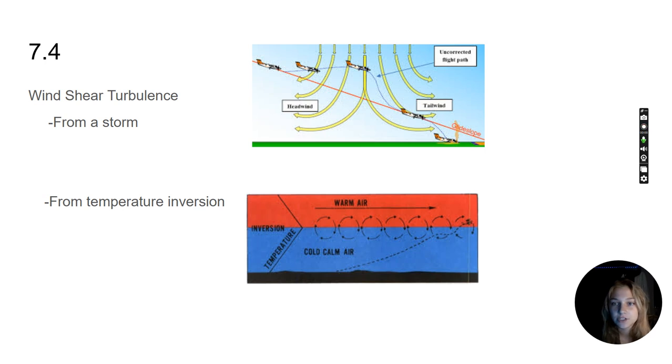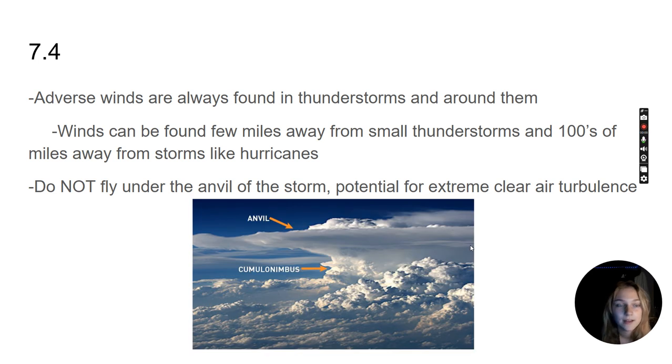So then we got wind shear turbulence. You can get some from a storm, which will kind of look like this, where you would get a headwind and kind of go up, and then a tailwind and kind of go down. Or from a temperature inversion, which we'll get into more later, which is like these circles. See, it's getting pushed down and then it's getting pushed up. So look out for that wind shear turbulence.